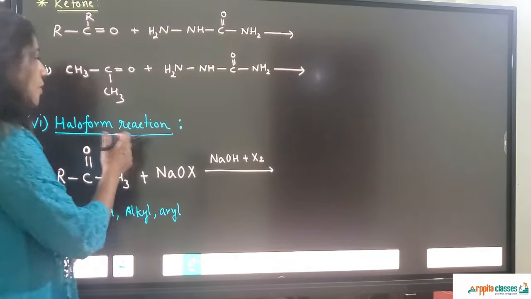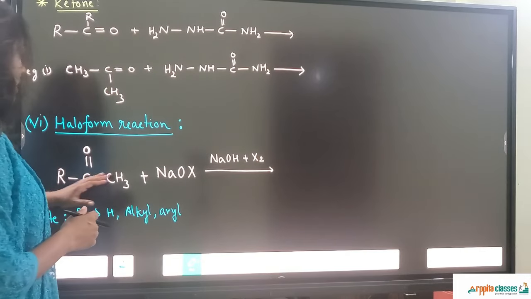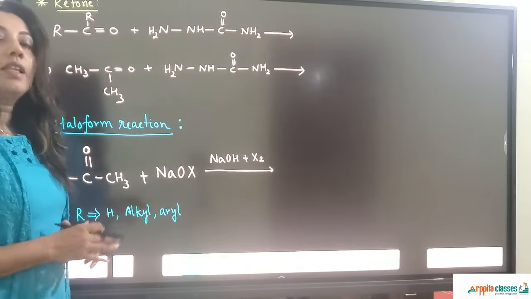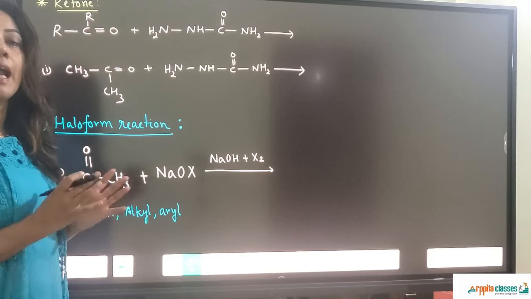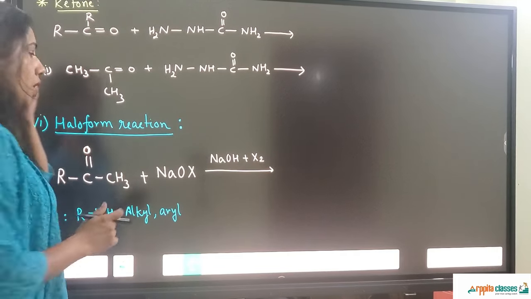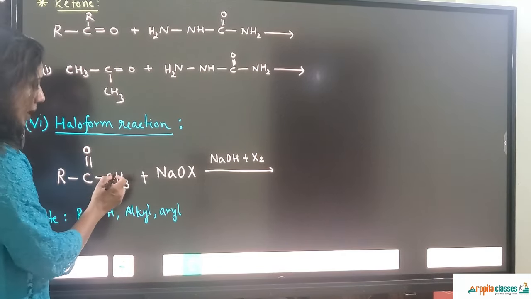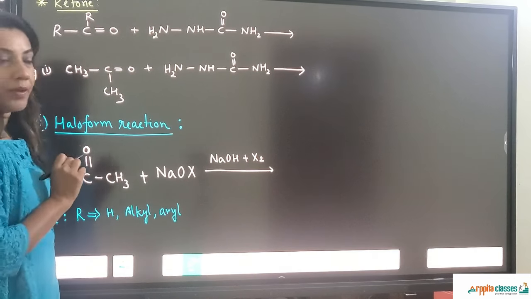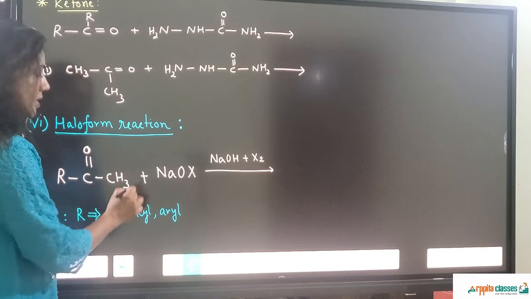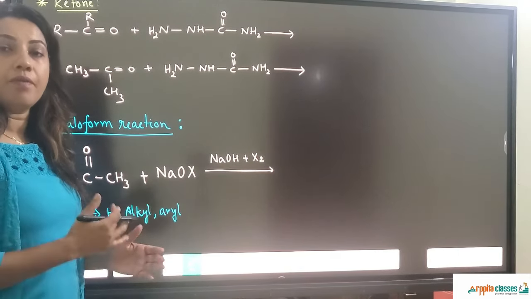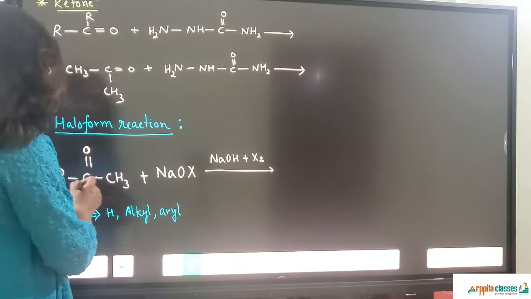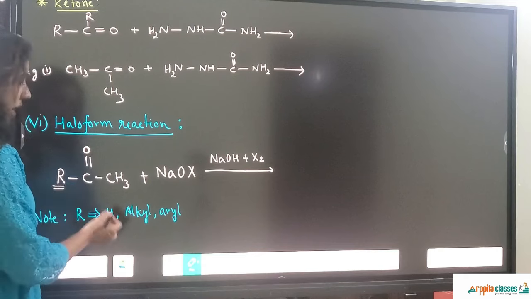So in haloform reaction we are taking aldehydes or ketones. The only criteria is we have to have a methyl aldehyde or methyl ketone. Means what? One of the R group has to be CH3. That means in one side at least you need to have COCH3. Okay? So this R group can be hydrogen.